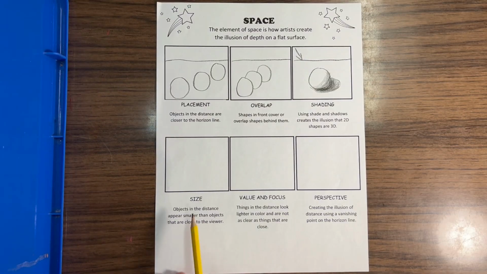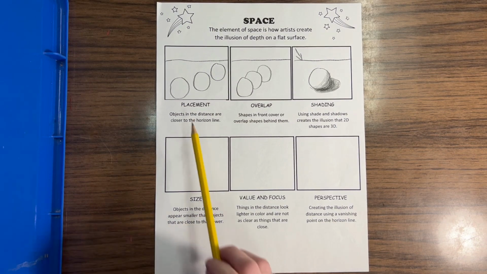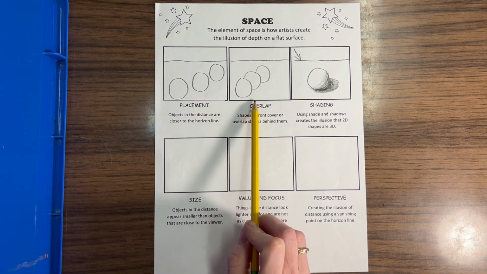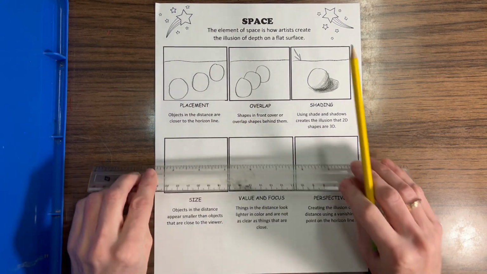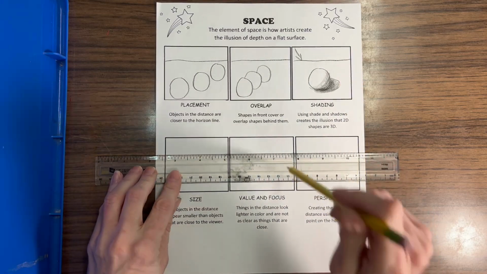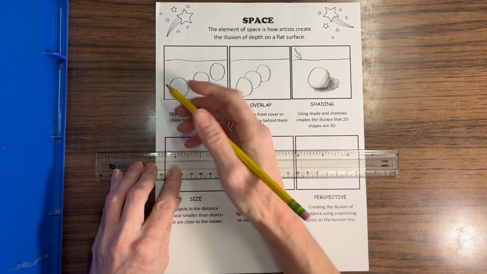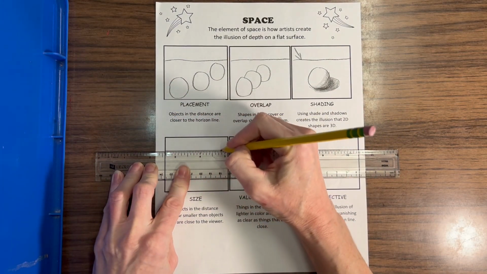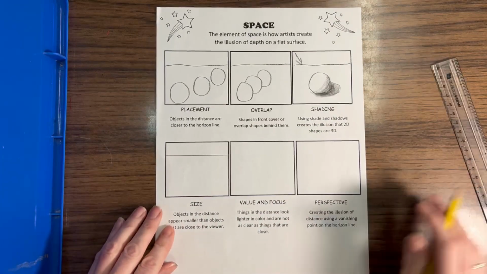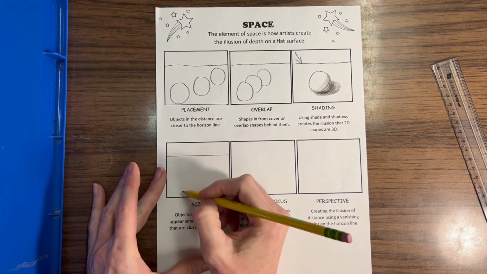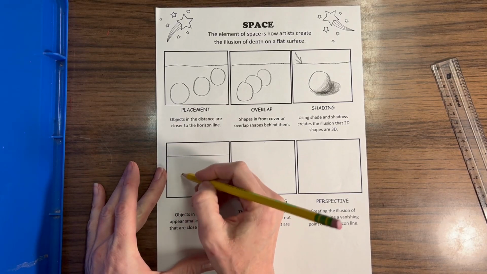Okay, the next box is size. Objects in the distance appear smaller than objects that are close to the viewer. So now we're going to start taking some of these techniques and combining them with size. So again, we're going to make that horizon line. That's our line that separates the ground and the sky. We're going to draw our spherical rock-like shapes.